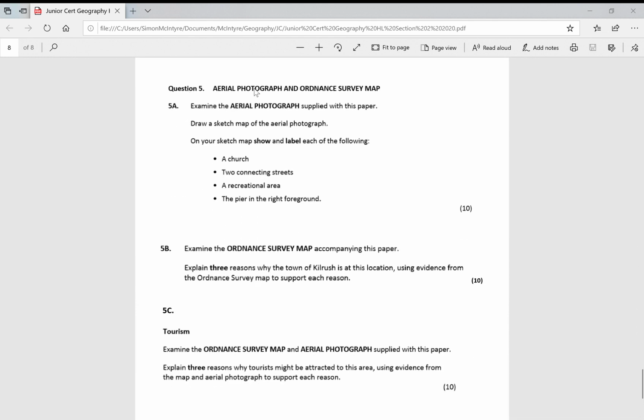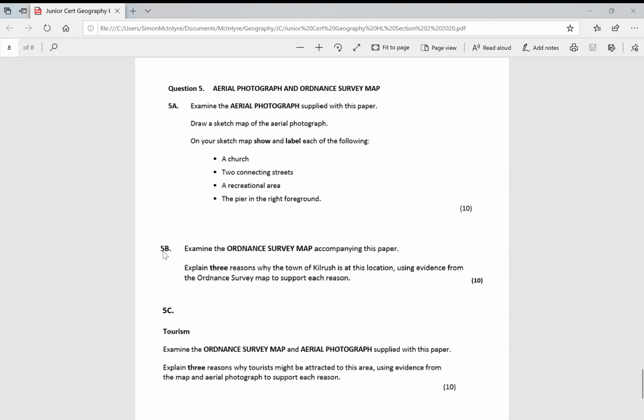Question 5. Aerial photograph and ordnance survey map. 5A. Examine the aerial photograph supplied with this paper. Draw a sketch map of the aerial photograph. On your sketch map, show and label each of the following: a church, two connecting streets, a recreational area, the pier in the right foreground.